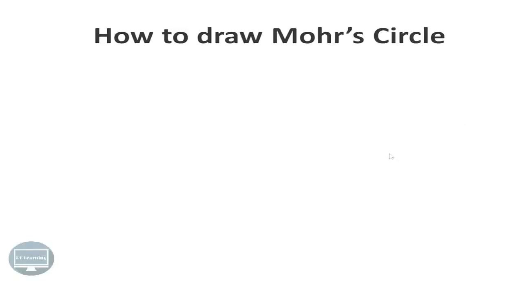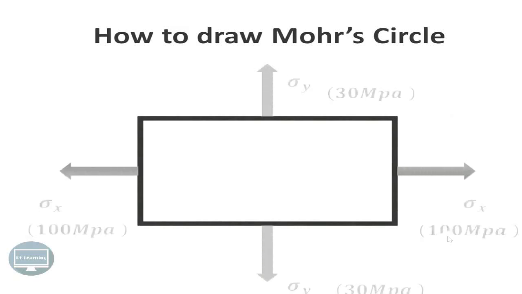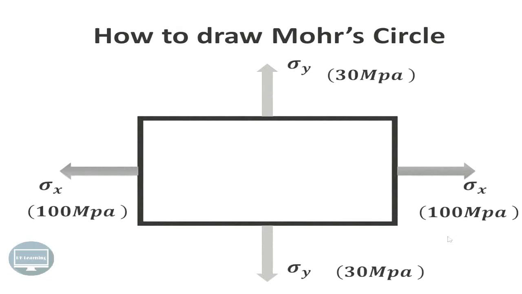Okay, so today we'll try to understand how to draw the Mohr circle. Suppose we have a component which is subjected to a biaxial stress system. These are the stresses in the x and y directions, and these are tensile stresses. Suppose in the x direction we have sigma x equal to 100 MPa tensile stress, and in the y direction we also have sigma y equal to 30 MPa, and that is also tensile.